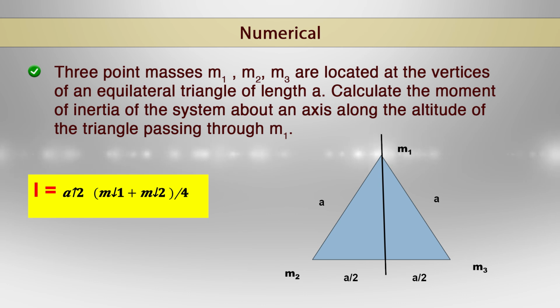So, in this case, the moment of inertia can be represented by M1 times the distance of the first mass from the axis of rotation squared, m1 r1 square. Similarly, for the second, m2 r2 square, and for the third, m3 r3 square. As the distance of the first particle from the axis of rotation, that is r1, is 0, r2 is a by 2 and r3 is a by 2. Summing up, we get the total moment of inertia as a square by 4 times (m2 plus m3).